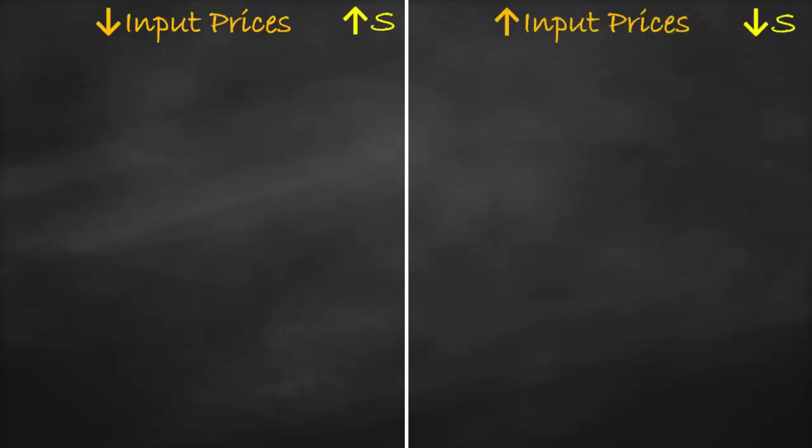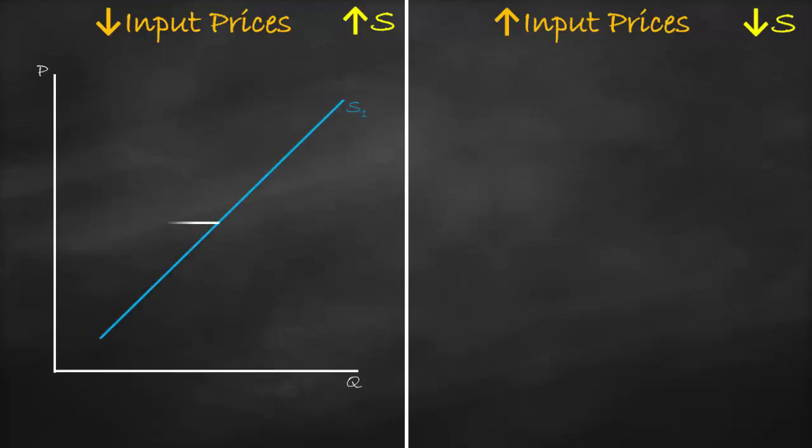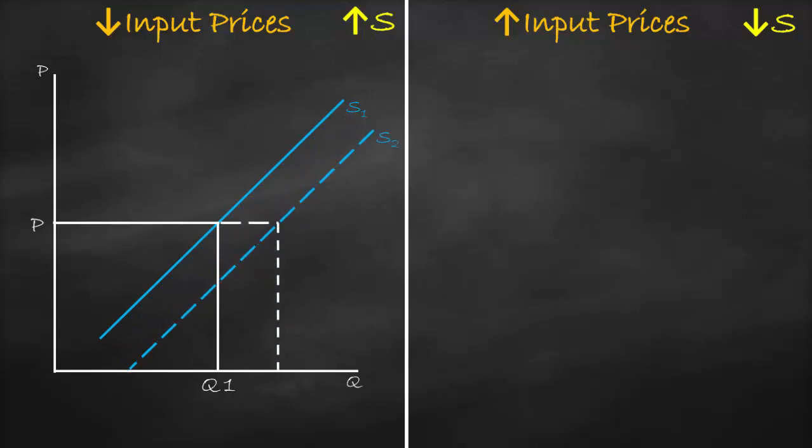Let's draw it. Here we have lower input prices, which means higher supply. And the other scenario is higher input prices, which means lower supply. This is our y-axis, which is the price, x-axis, which is the quantity, our upward supply curve. We choose any price level, and this will give us quantity supplied 1, and then we'll shift the supply curve to the right at S2. For the same price, we have a higher quantity supplied.